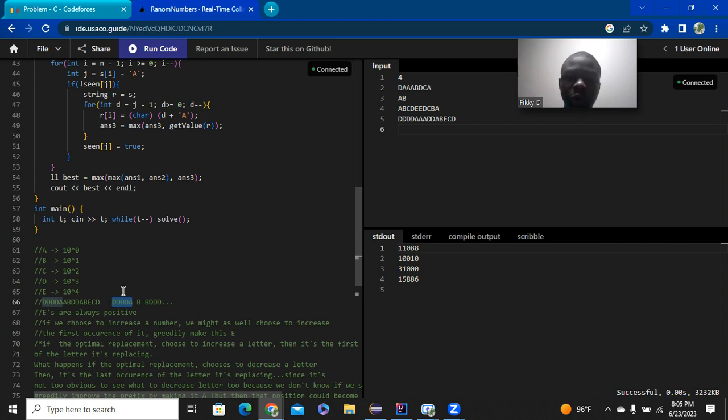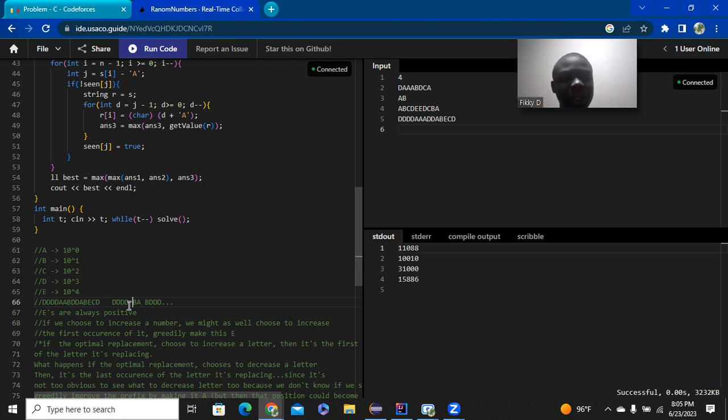So why would I replace an A with a B? If the optimal solution was going to replace an A with a B, why would I replace this A with this B? I would just want to replace this A with B, because I know that this replacement is going to possibly negatively affect a smaller prefix.